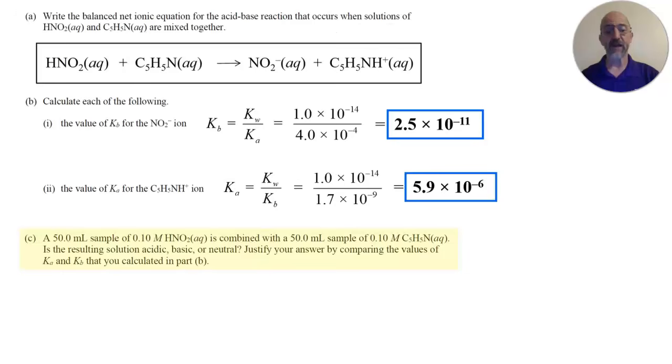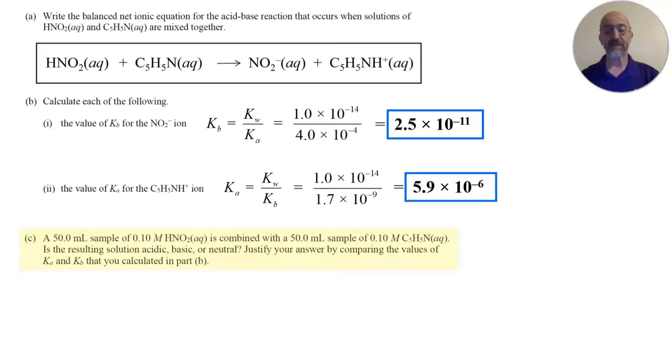It says you have a 50 milliliter sample of 0.10 molar nitrous acid, and you're combining that with the same volume and the same molarity, so the same number of moles of the pyridine. So 50 milliliters of 0.1 molar pyridine. Is the resulting solution acidic, basic, or neutral?